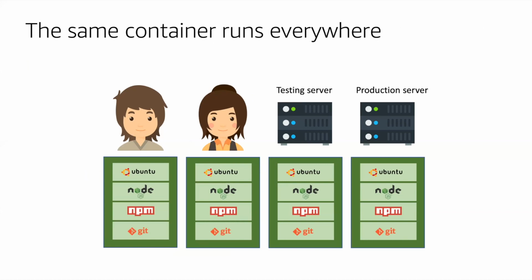So whether I'm running it on my local laptop or if I'm running it on a server in the cloud or wherever I'm running it, this container is going to run the exact same way in all these different places because it has the exact same version of everything that I've added to the container.